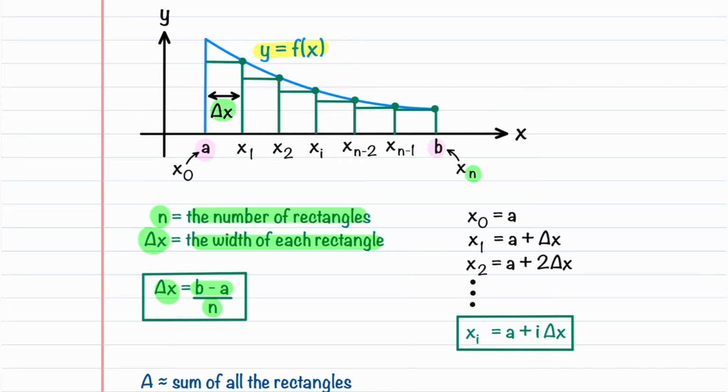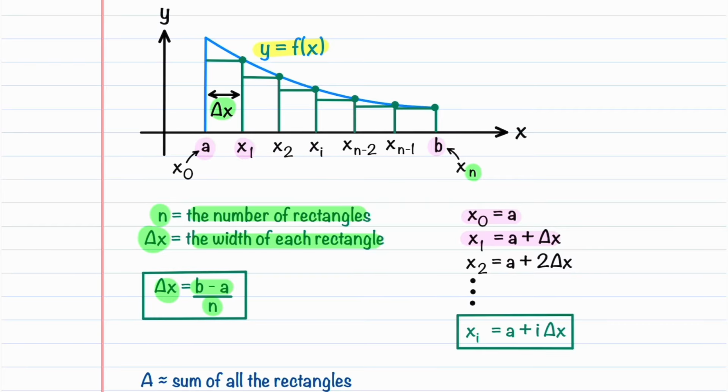Now we need to find a formula for each point between a and b. We'll start with our first point, and we're going to label it x sub 0, and it's equal to a. A is the left-hand endpoint. And then our next point, x1, is just going to be a plus delta x, and then x2 is going to be a plus 2 delta x. And then there may be a lot more rectangles, but then we're going to get to a general point, and we're going to call that point x sub i, and it is equal to a plus i delta x.